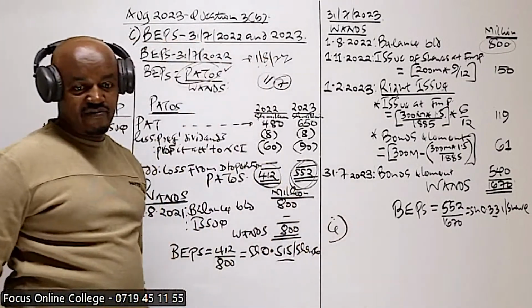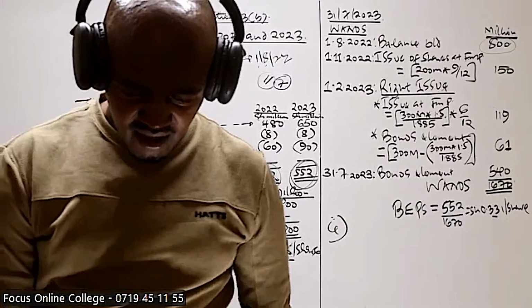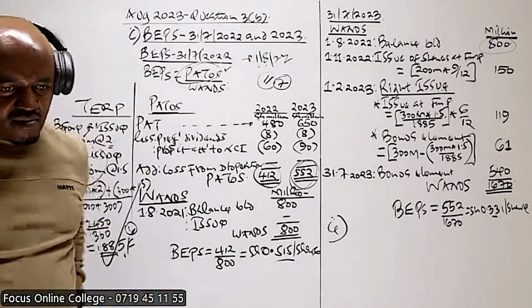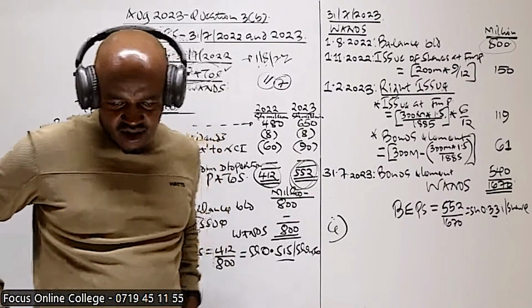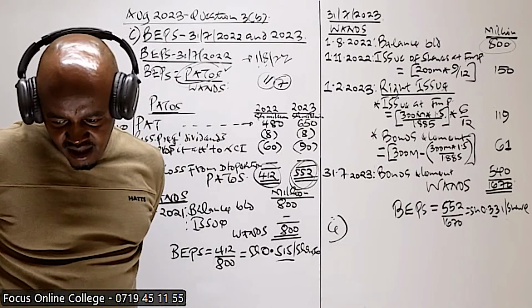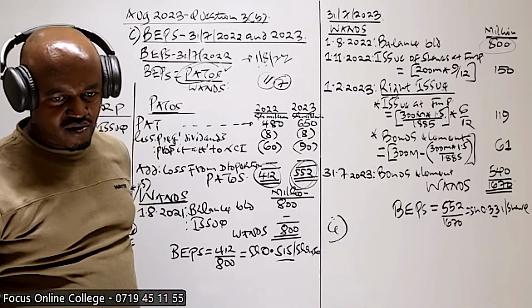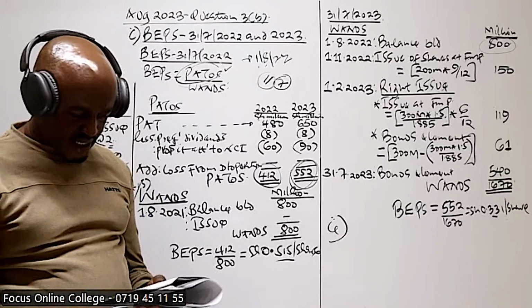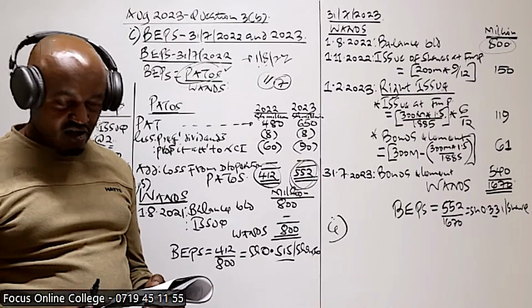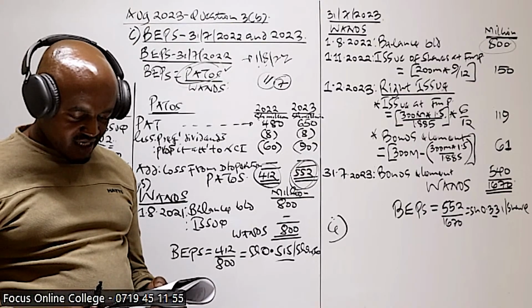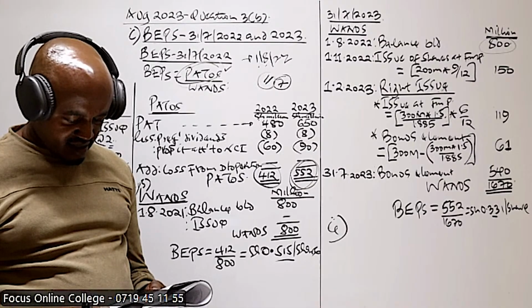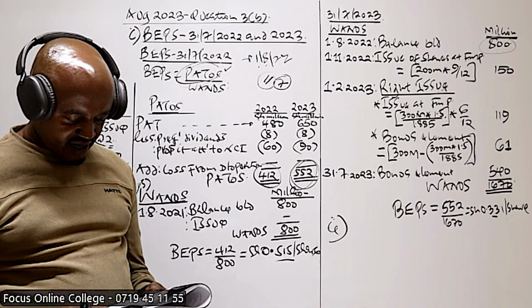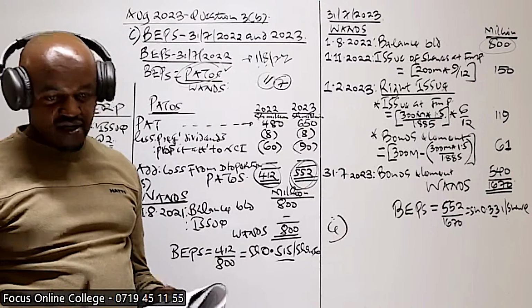Are you getting the same value? Yes. Now we do the last part. What are we required to do? We are required to compute the comparative figure for 2022 to be reported in the year 2023, given the earnings per share figure originally reported. Okay, that is not important.